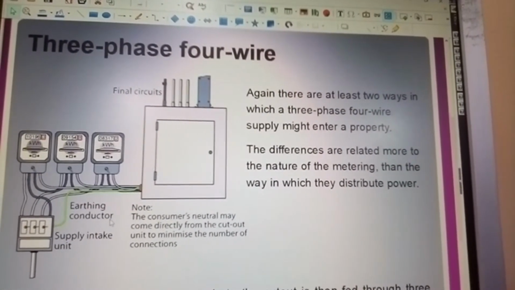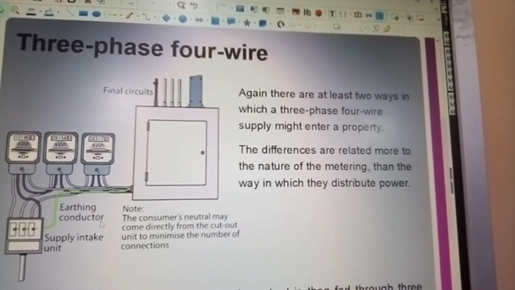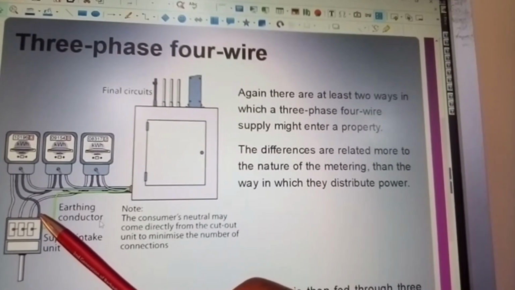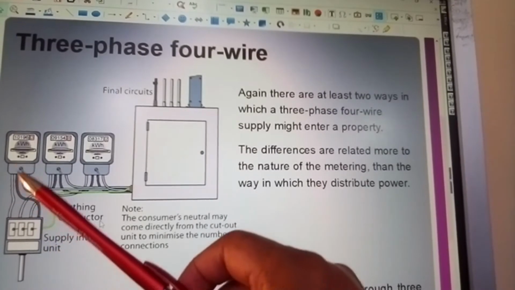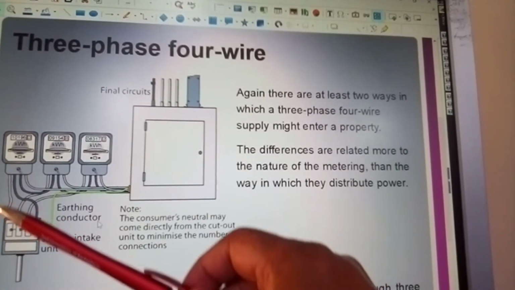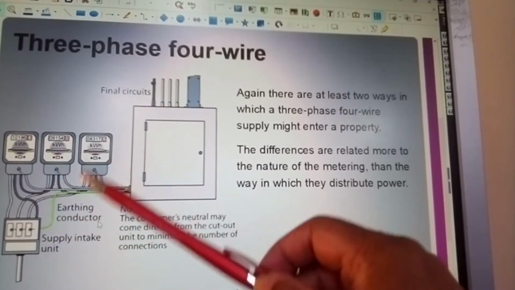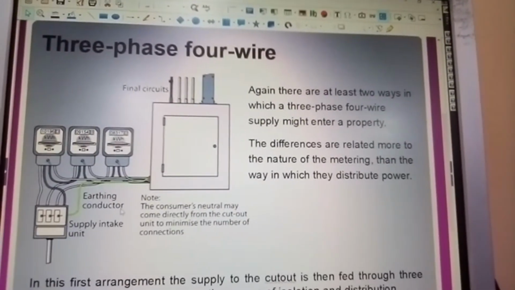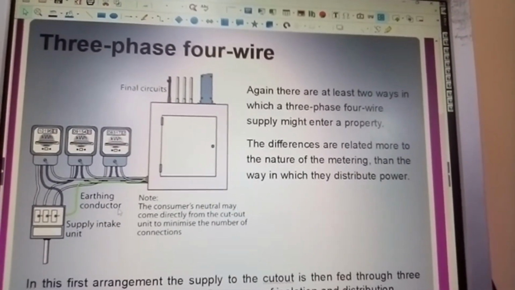Now 3-phase 4-wire supply. These are your 3 phases here, and that's your neutral. But you'll find that one single phase goes through each meter, and so your distribution again would be 3 phases, plus neutral and earth.